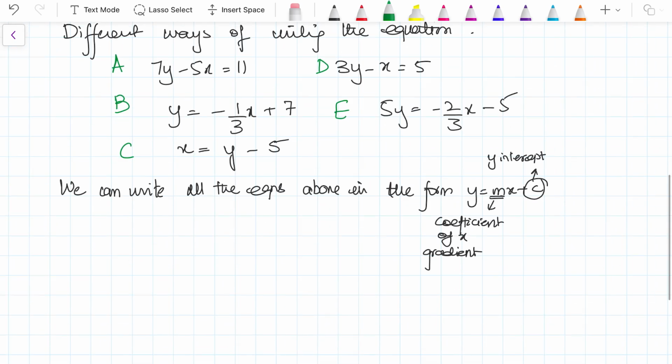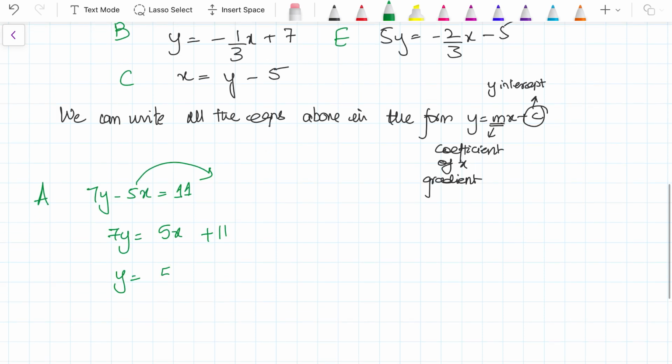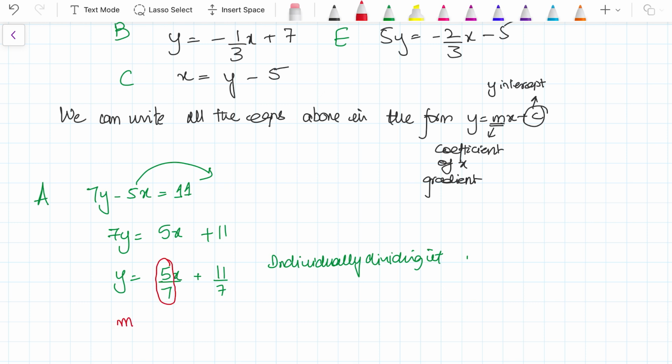Let's work on the A line first. It's 7y minus 5x equals 11. Move this 5x to the other side. Now the 7 goes to the other side in division. Now I'm individually dividing it. I'm not keeping a single denominator. Why? Because the coefficient of x is my gradient and this is my y-intercept.